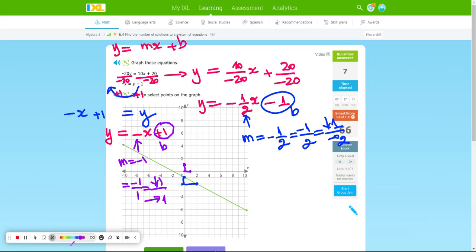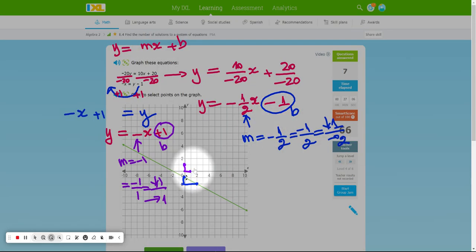Okay, here we go. So get my little tool. Start at number 1, down 1, right. Ooh, I forgot to click on the second line tool. Start at number 1 and down 1, right 1.